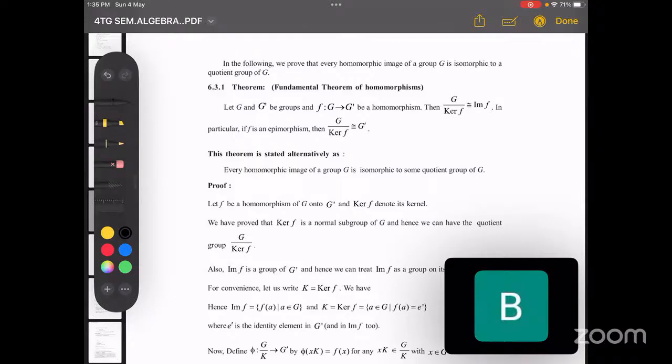Let G and G dash be two groups and F is a mapping from G to G dash, a homomorphism. Then G by kernel of F is isomorphic to image of F. So you have two statements for this theorem. One is this statement, and another is: every homomorphic image of a group G is isomorphic to some quotient group of G.